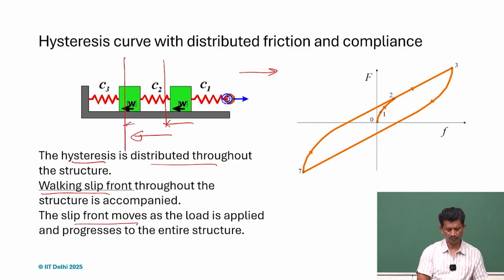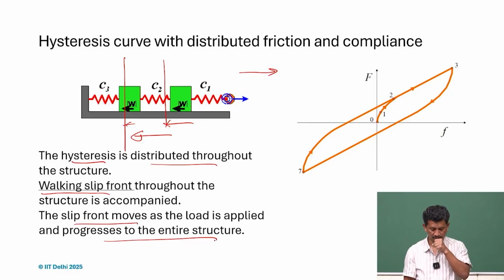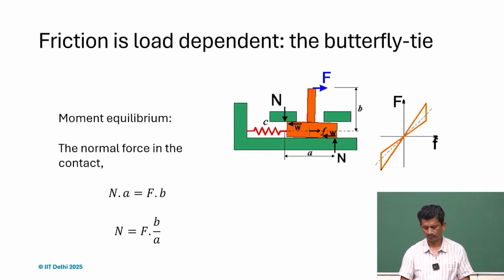So the slip front moves as the load is applied and progresses to the entire structure. So this is how it will move. So, a very general case we considered, from one body to many bodies, and then we can also consider it as a continuous body, a continuum, and proceed in a similar way.